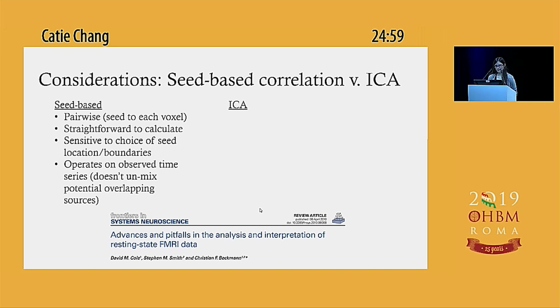So here I wanted to list some considerations for ICA, alongside ones we've discussed already for seed-based analysis. Seed-based analysis is a pairwise method, right? So we are choosing a seed and we're doing a one to many mapping, a seed to each voxel. ICA, on the other hand, is a full multivariate decomposition where we input our whole data set, and it's going to extract multiple networks at once.